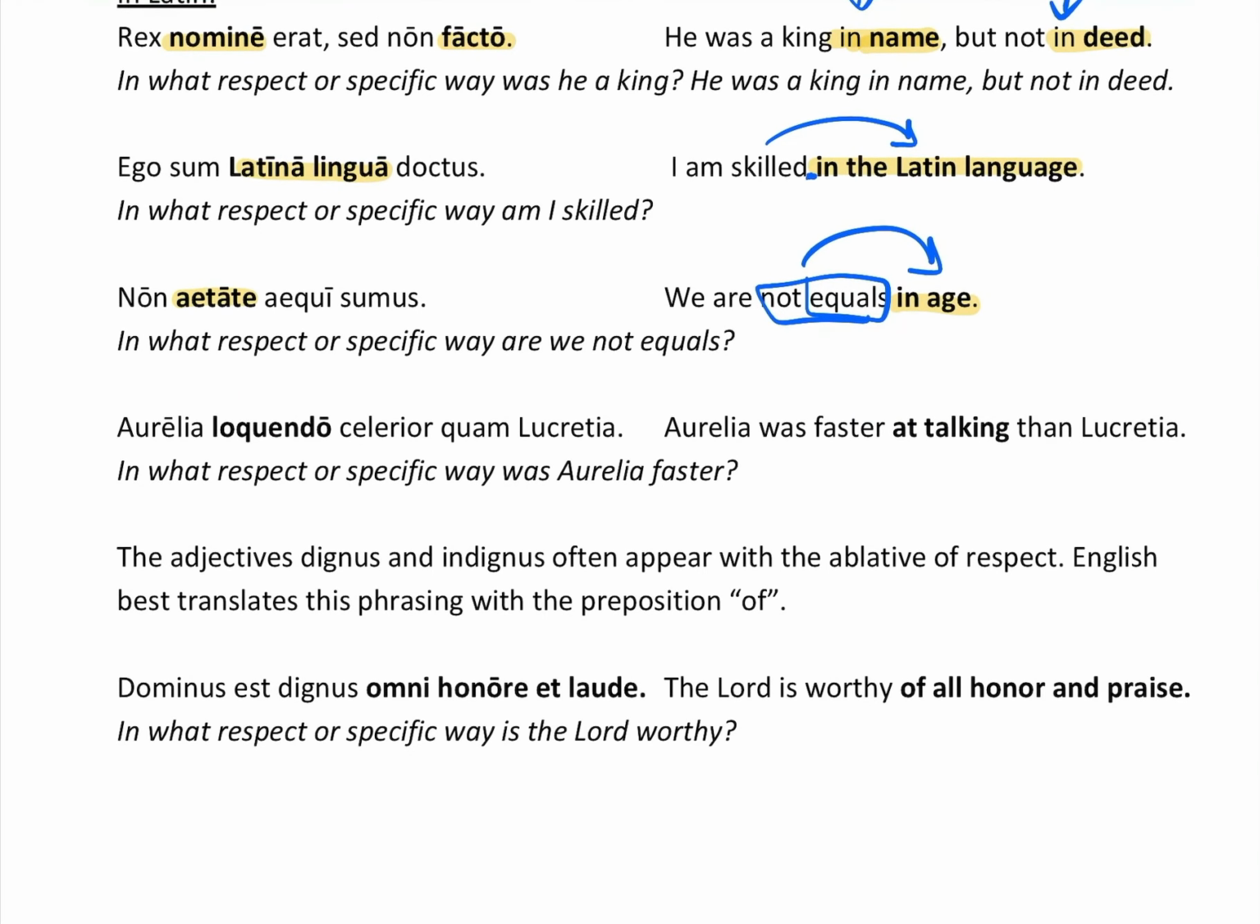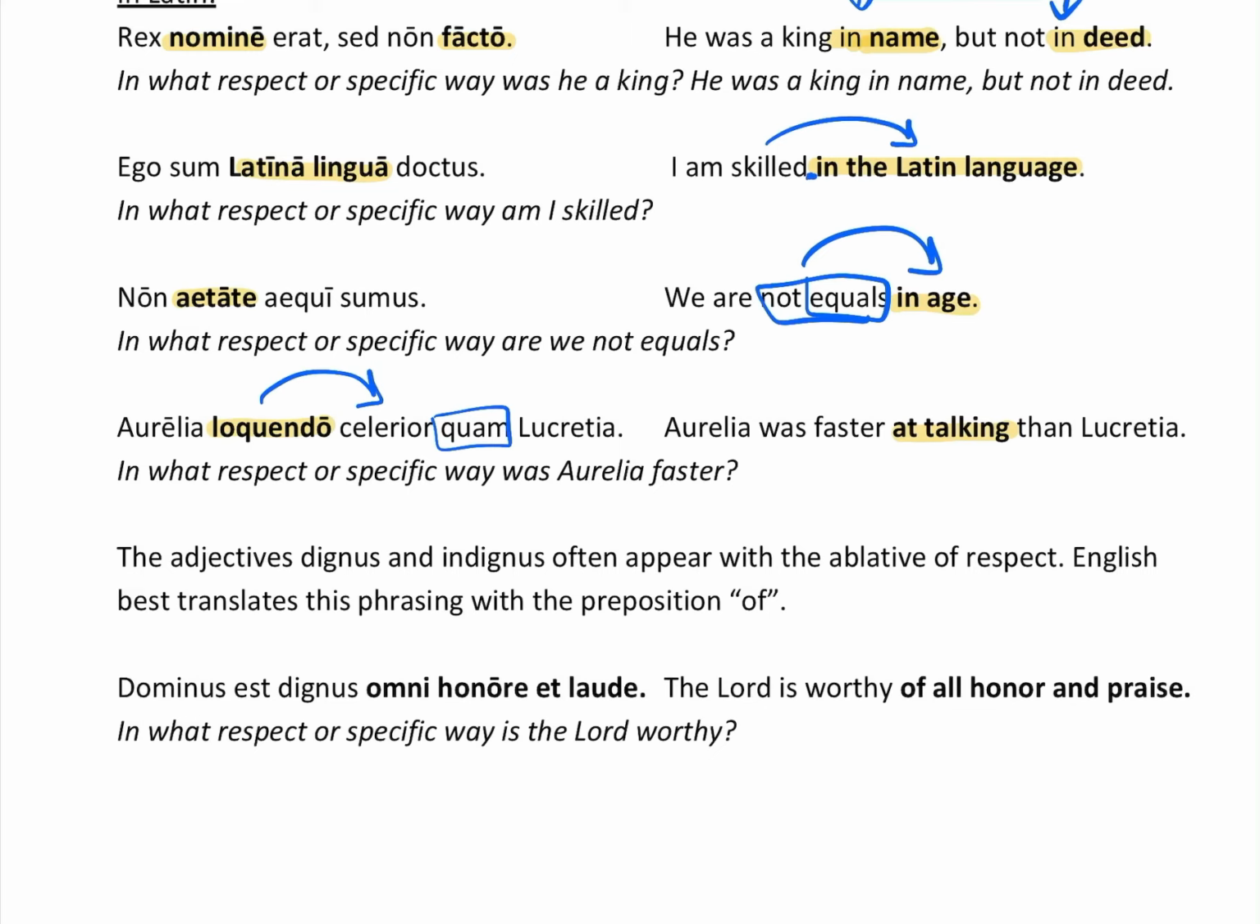Aurelia loquendo celerior quam Lucretia. Aurelia was faster at talking than Lucretia. So, loquendo, again, is our ablative. Notice no preposition. So, Aurelia was faster at talking than Lucretia. You could take the at talking out: Aurelia was faster than Lucretia, but the loquendo here tells us what specifically she was faster at. And here's our quam, right? Faster than. What specific way was Aurelia faster? In talking.